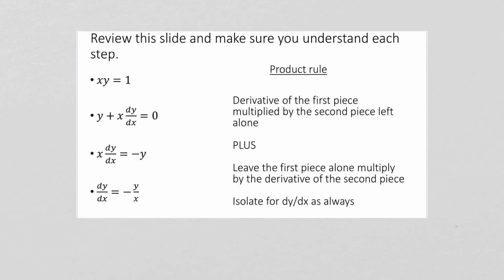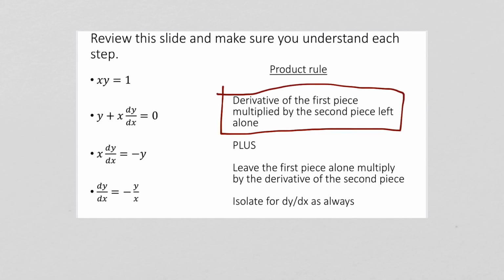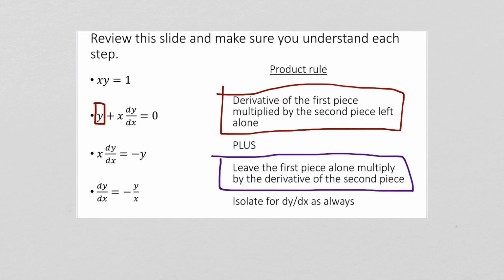So let's color code this. The derivative of the first piece multiplied by the second piece left alone is just going to be this piece right here, because the derivative of x is 1 multiplied by y. Okay, and then we're going to leave the first piece alone, and we're going to multiply by the derivative of the second piece. So we're going to leave x alone, and we're going to multiply by the derivative of y with respect to x. Okay, that is our product rule.